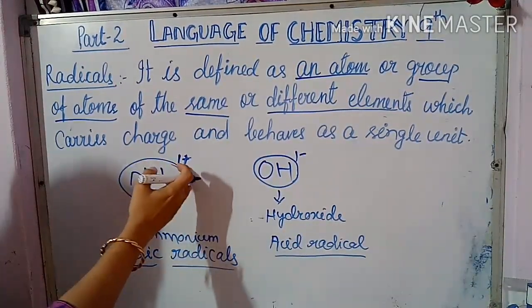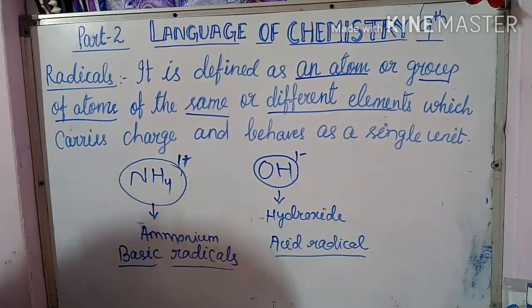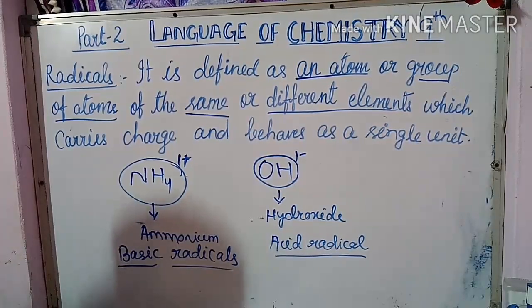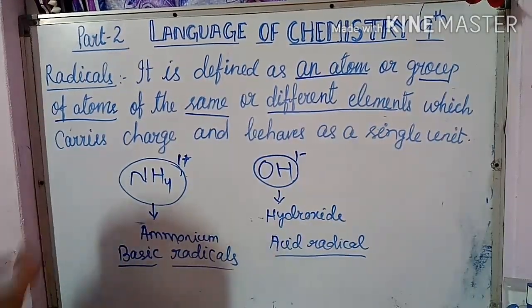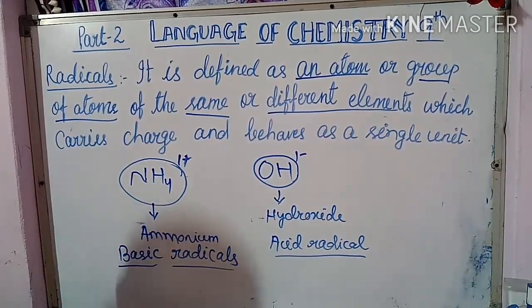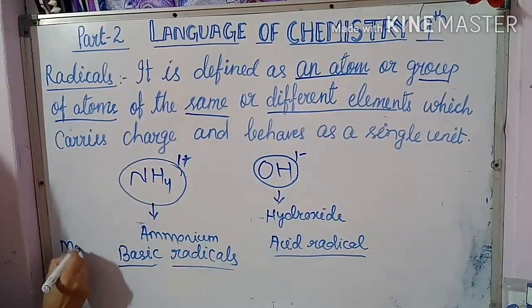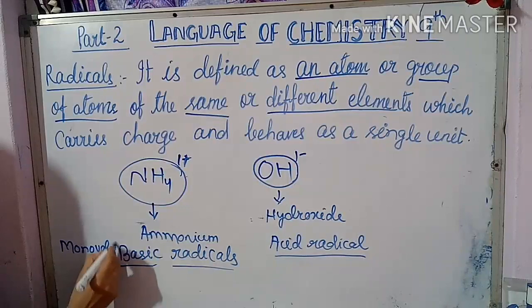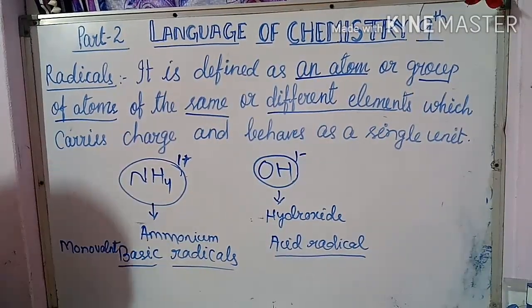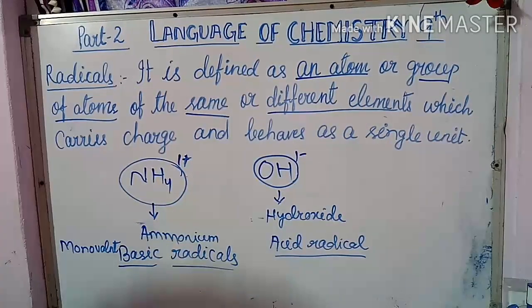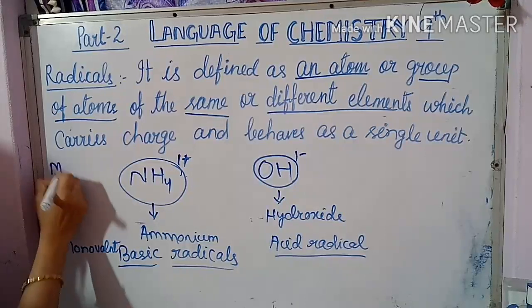Here they are donating 1 plus, here donating 1 minus, and maybe they will donate 2 plus. Their valency may be 2 minus also, 3 plus, 4 plus, like this. If one is being donated, or the valency is 1, it is known as a monovalent basic radical. If the valency is 2 plus, it is known as a divalent basic radical. For example, manganese gives 2 plus.